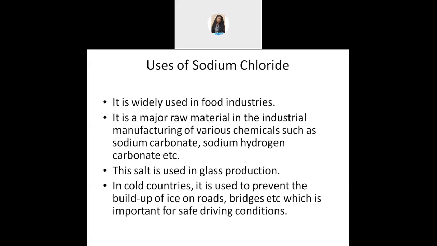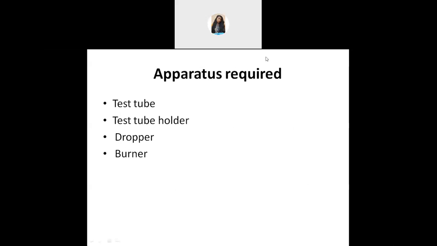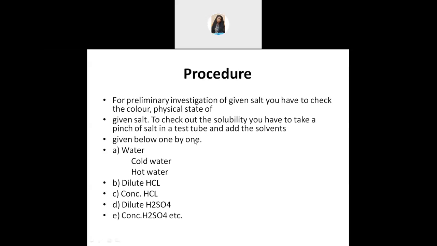Next point is this salt is used in glass production. Next point is in cold countries it is used to prevent the buildup of ice on roads, bridges, etc., which is important for safe driving conditions. Okay, so next we have the apparatus required for this experiment. For this experiment, we have to take a test tube holder, dropper, and burner, etc. So next we have the procedure.